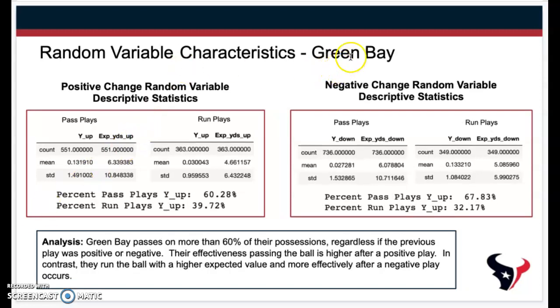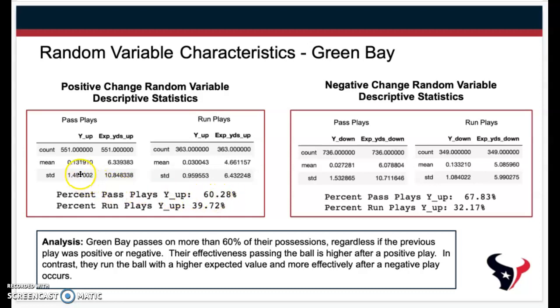Likewise, with Green Bay, the negatives were similar. They passed twice as much as they ran the ball, given they saw a negative play. However, Green Bay passes the ball a lot because if they observe a positive play, they still pass at 60%.